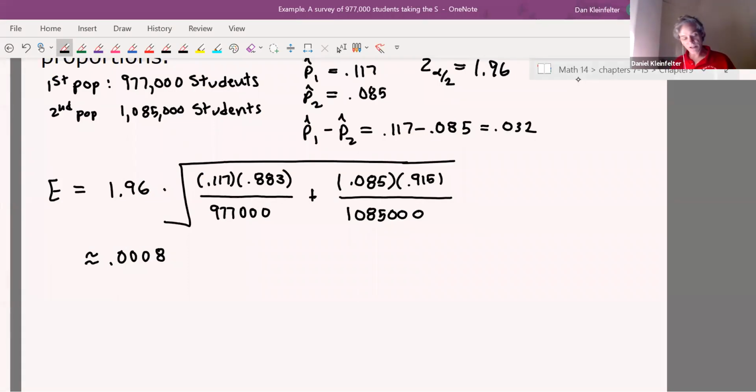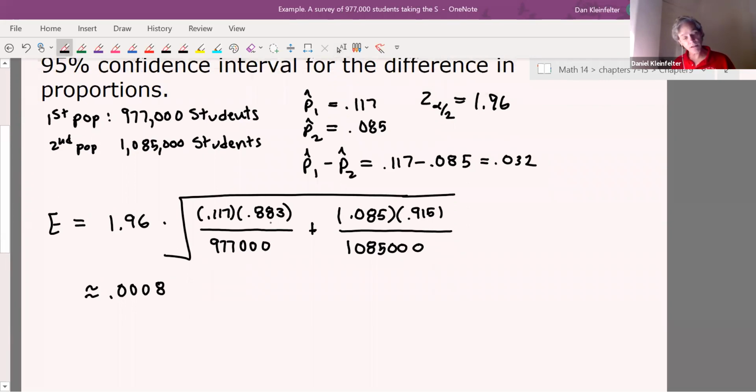All right, so this is how this plays out. Going through all the calculations, again, our Z alpha over 2 is 1.96. We had our P1 hat times our Q1 hat, which is the complement of the P1 hat. So 1 minus 0.117 is where the 0.883 came from, divided by our sample size, and then similar structure for the one on the right. We had our second P2 hat and then Q2 hat, and then divided that by the sample size. Add them up, take the square root, and we ended up with 0.0008 approximately.